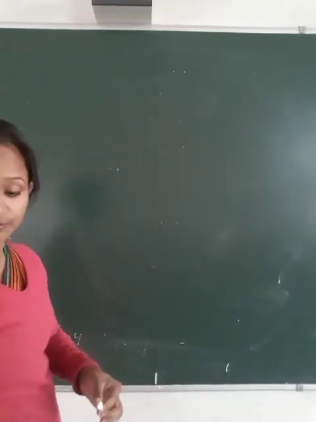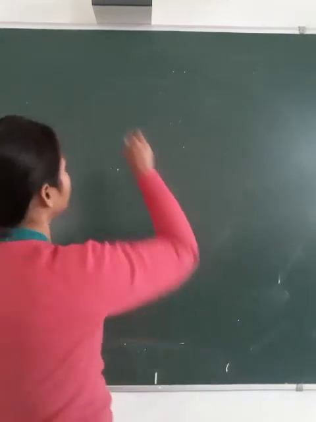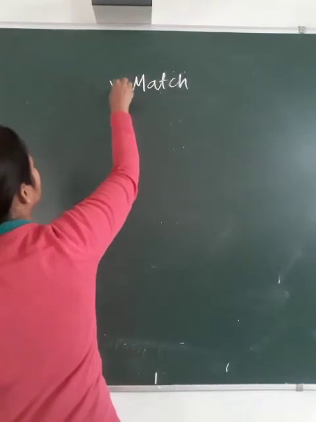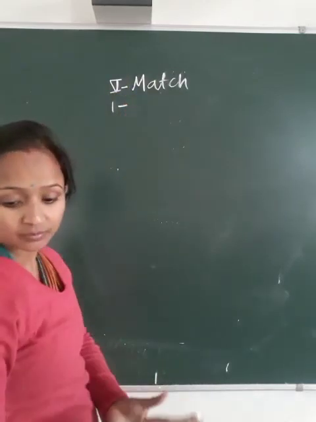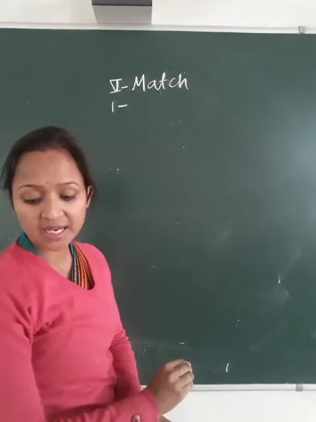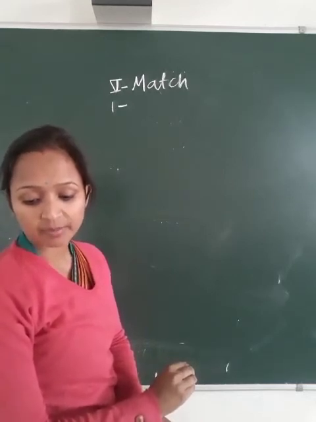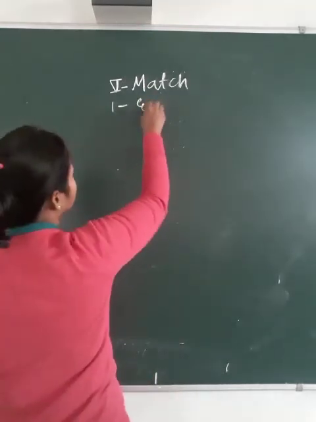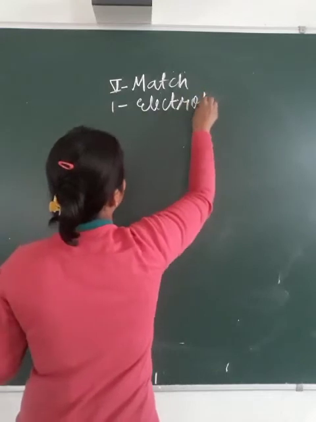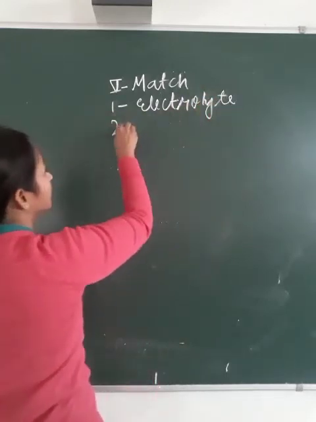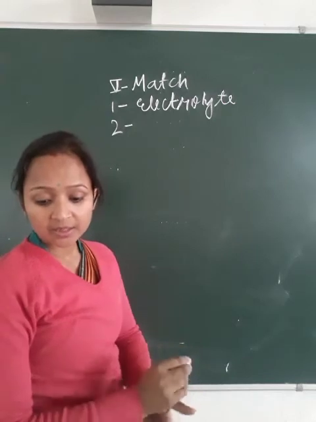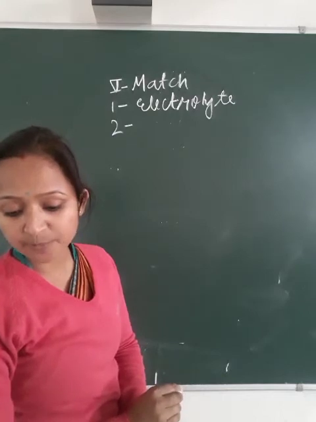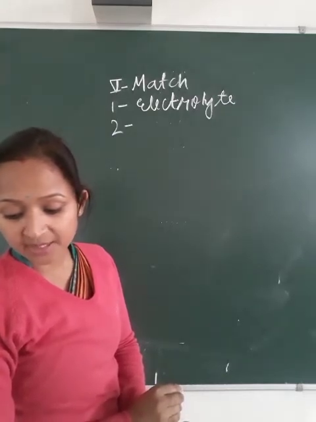Fifth one, match the following. First one, a solution which conducts electricity and at the same time undergoes a chemical change: electrolyte. And second one, the metal wire, plate or rod through which current enters or leaves an electrolyte: that is the electrode.